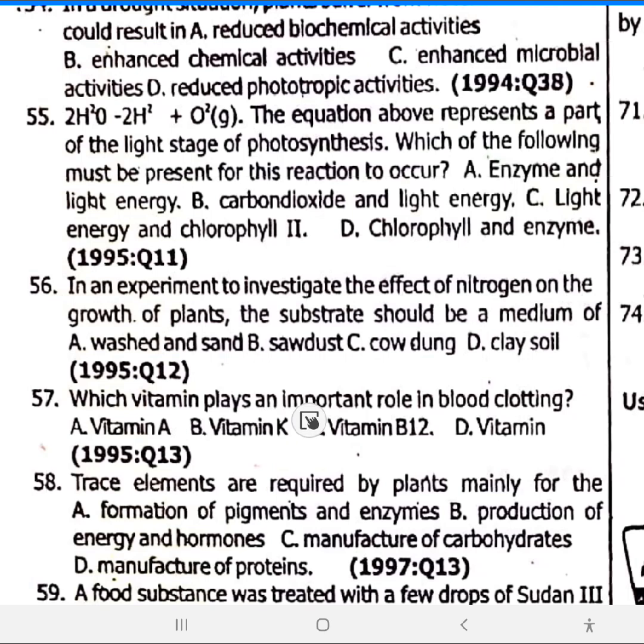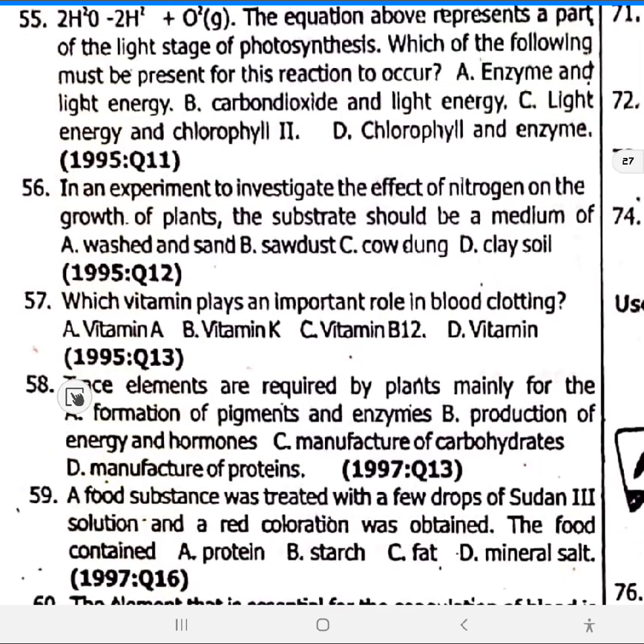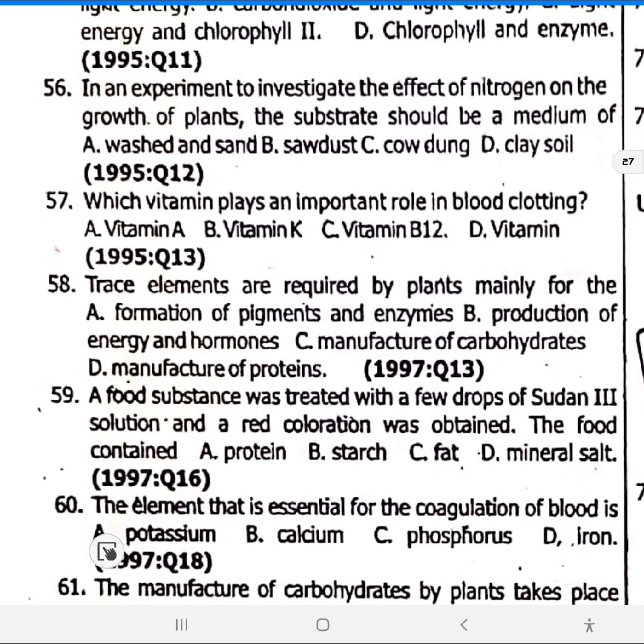Which vitamin plays an important role in blood clotting? Vitamin K, no doubt about it. 58, trace elements are required by plants mainly for the formation of pigment and enzymes. 58 is option A. Trace elements are micro elements, they don't really need them in large amounts.